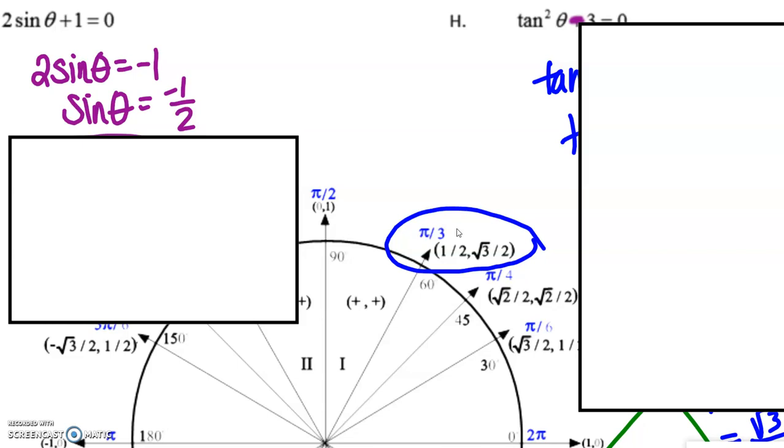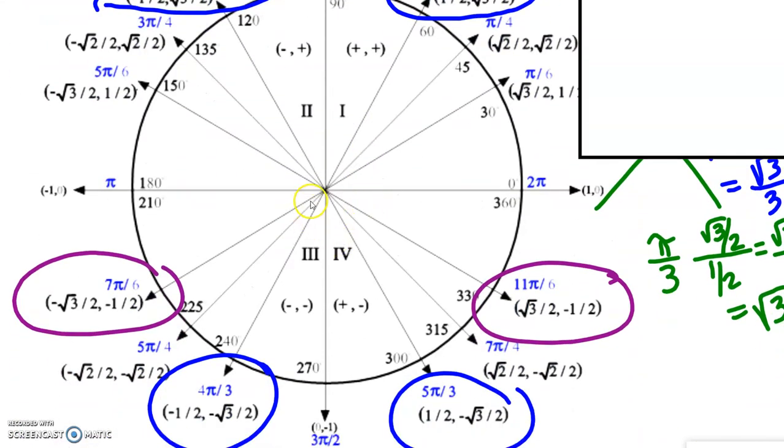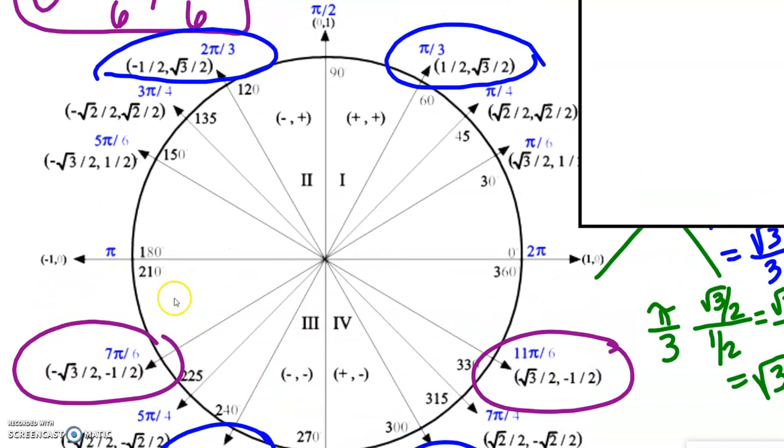Of course, we know sine is the y coordinate. So we're going to look on our unit circle and try to figure out where is our y coordinate negative 1/2, which is going to have to be down here in quadrant 3 and 4 where y values are negative. So your two solutions are 7 pi over 6 or 11 pi over 6. In both cases, your y coordinate or sine value there is negative 1/2.